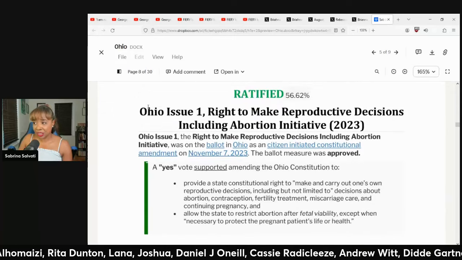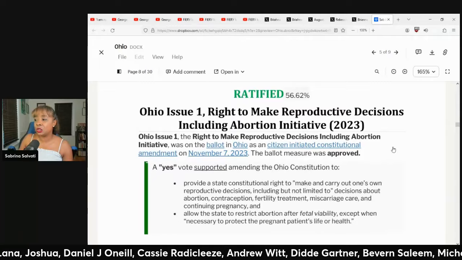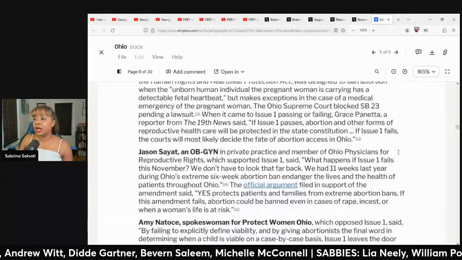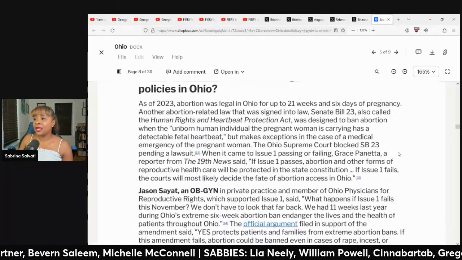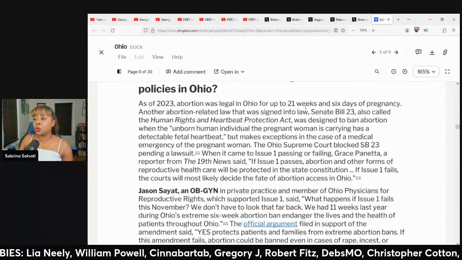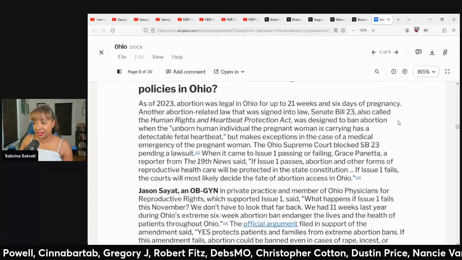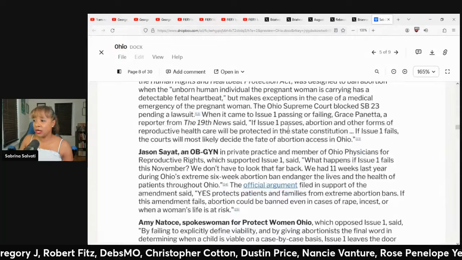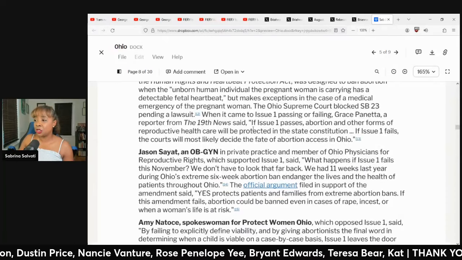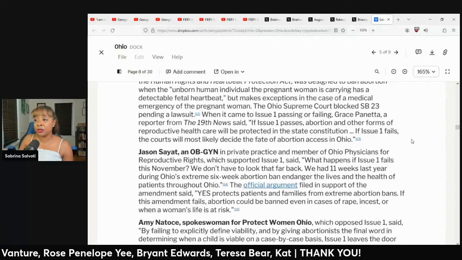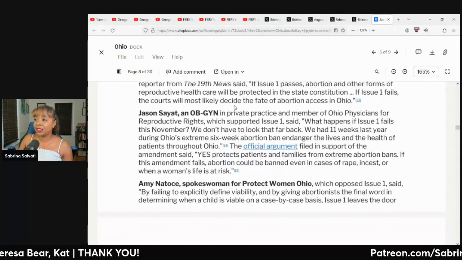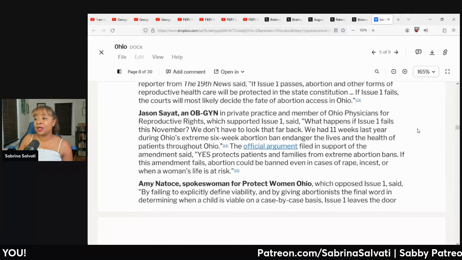This measure passed. It was ratified by 56.62%. So that was pretty huge there for Ohio. And this is interesting too. As of 2023, abortion was legal in Ohio for up to 21 weeks and 6 days of pregnancy. When it came to Issue 1 passing or failing, Grace Panetta, a reporter from The 19th News, said, if Issue 1 passes, abortion and other forms of reproductive health care will be protected in the state constitution. If it fails, the courts will most likely decide the fate of abortion access in Ohio.